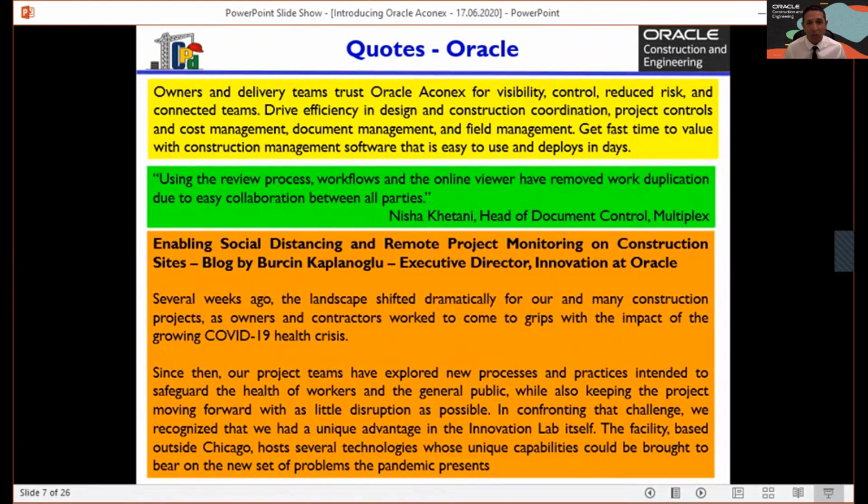Since then, our project teams have explored new processes and practices intended to safeguard the health of workers and the general public, while also keeping the project moving forward with as little disruption as possible. In confronting that challenge, we recognize that we had a unique advantage in the innovation lab itself. The facility, based outside Chicago, hosts several technologies whose unique capabilities could be brought to bear on the new set of problems the pandemic presents.